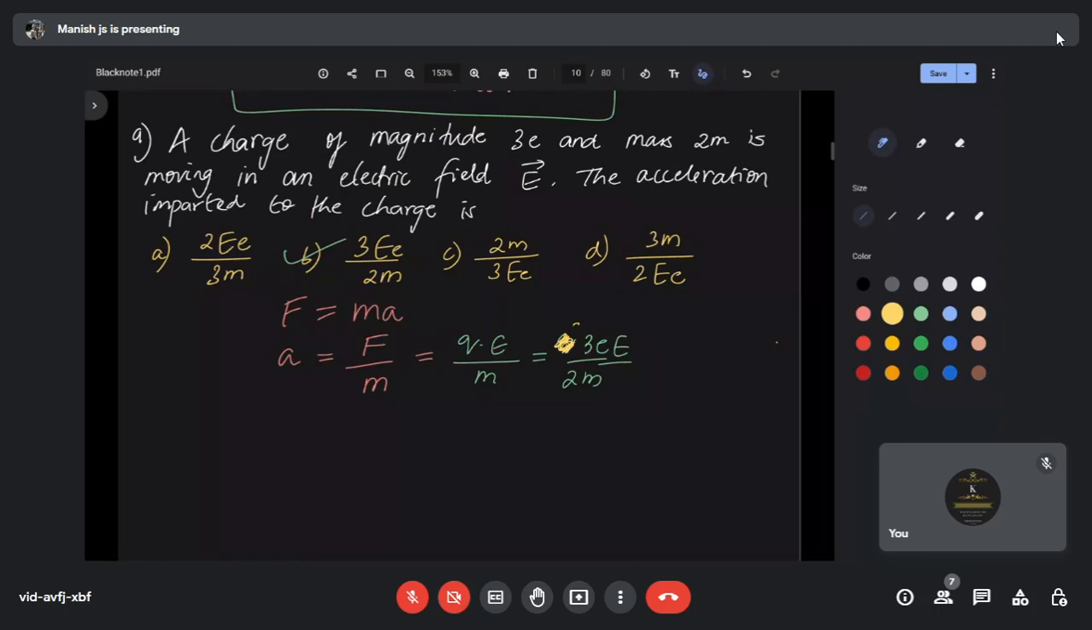Okay, here comes the next question. A plane uniform positive charge density sigma is parallel.